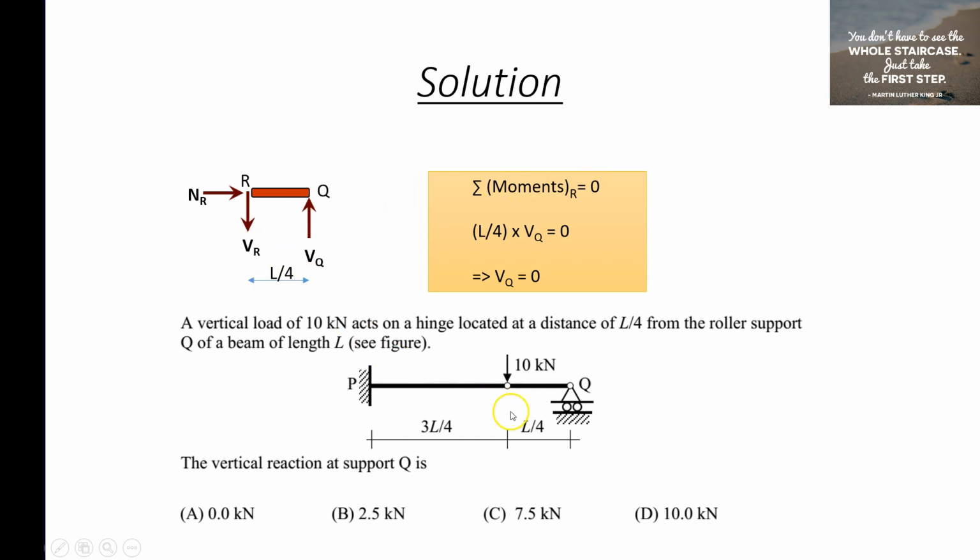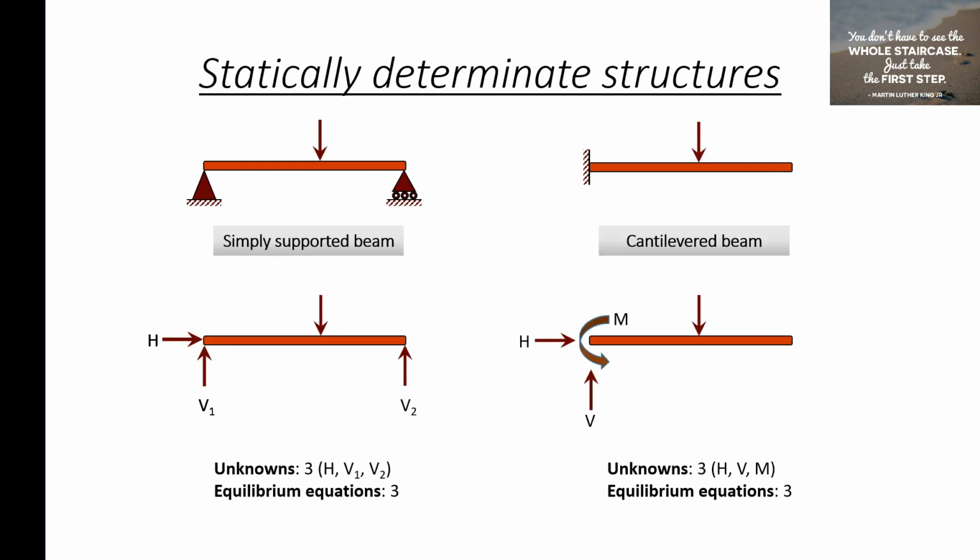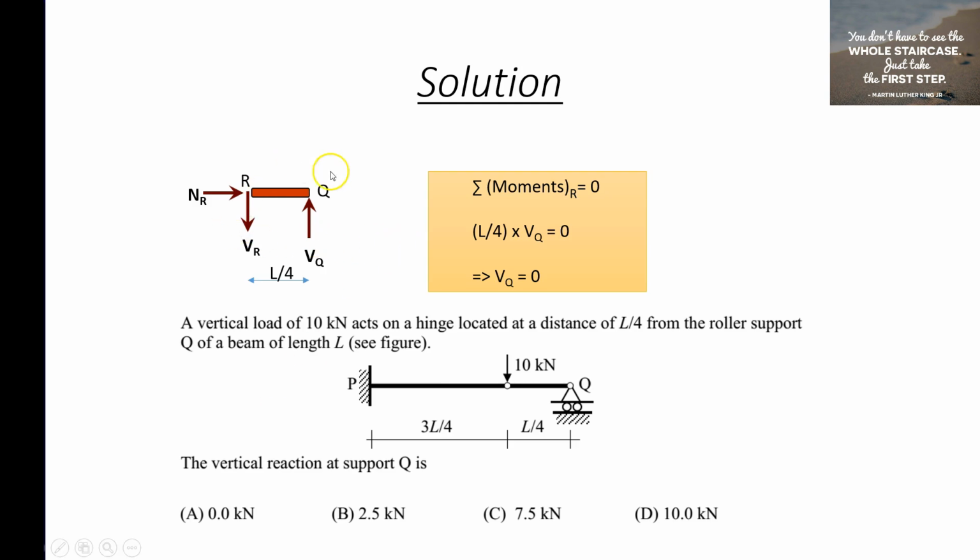Now in the given problem, the distance between the internal hinge and the point Q is L by 4, as indicated here, and the vertical reaction at this point is VQ. The internal forces we exposed are one axial force NR and a shear force VR. Now we know that if we take the summation of moments about any hinge, it should go to 0, because only then will equilibrium be satisfied. Summation of horizontal forces, summation of vertical forces, and summation of moments should be 0 at any point in the 2D planar system for equilibrium to be maintained. So coming back to this slide, the summation of moments about this point R is set as 0.